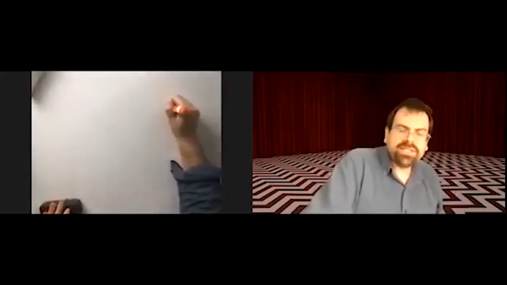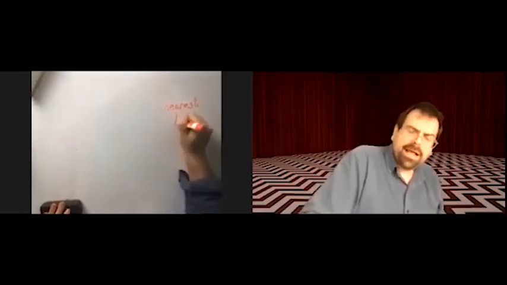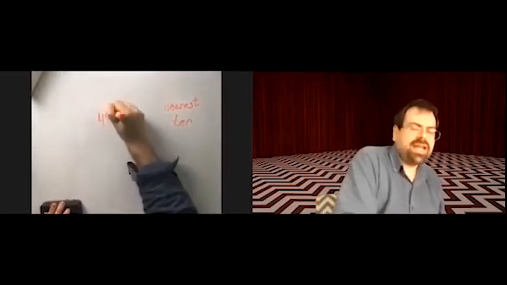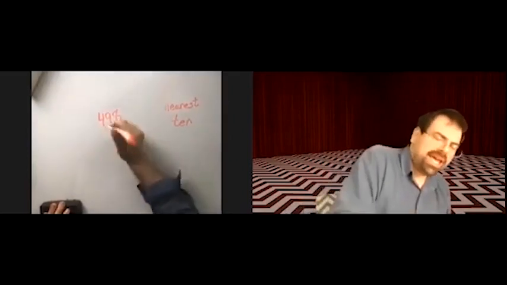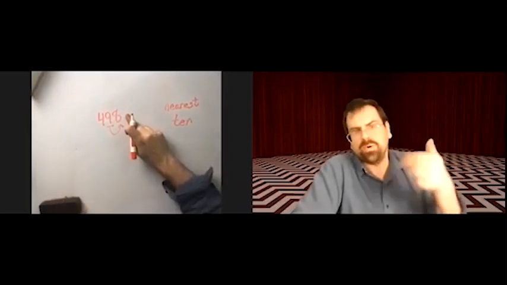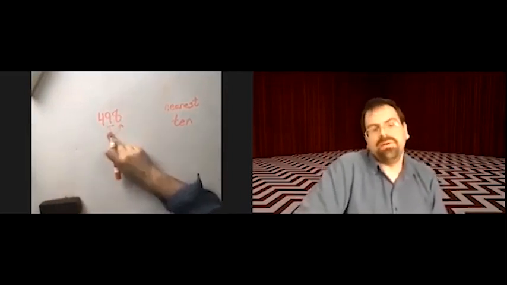Let's go back to another nearest 10. This time, let's see what happens when we have 498. Ones, tens is right here. If we look to the right, that 8 tells us we're rounding up. So what does the 9 become?